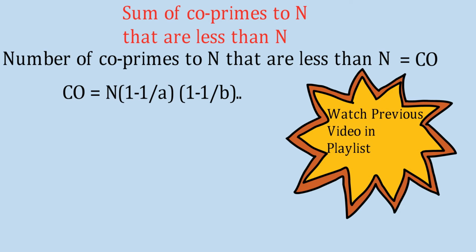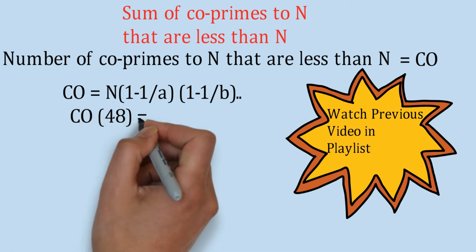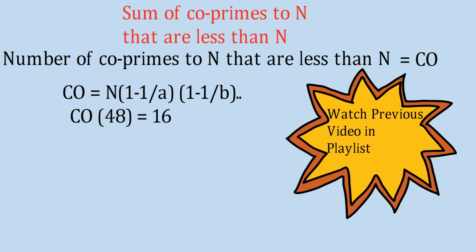So CO of 48 will be 16, which we have seen in the previous video. It means that if we need to calculate the number of coprimes to 48 that are less than 48, we will use this formula. In that case, the CO of 48 is 16.